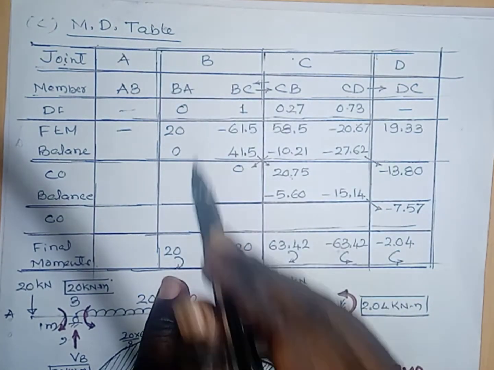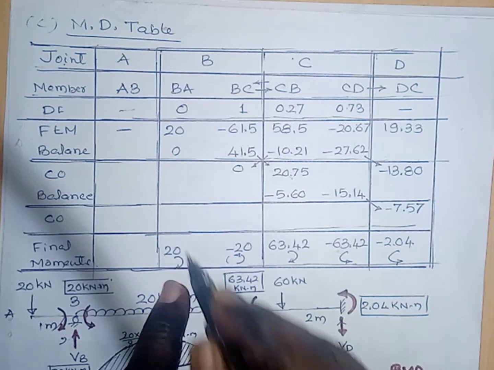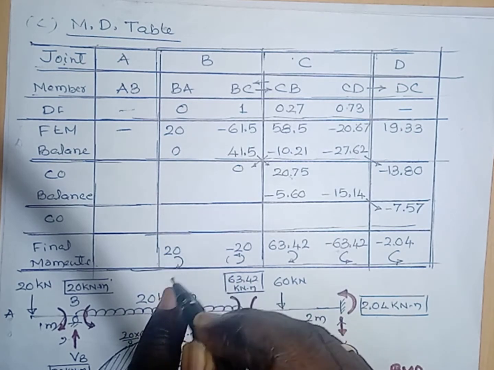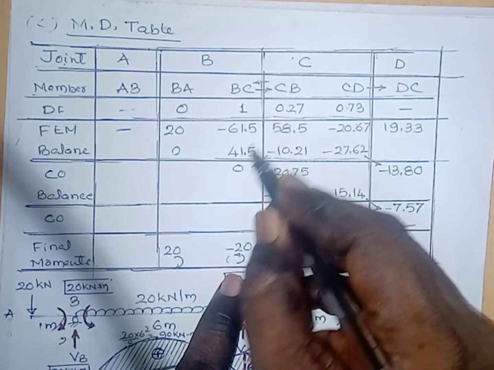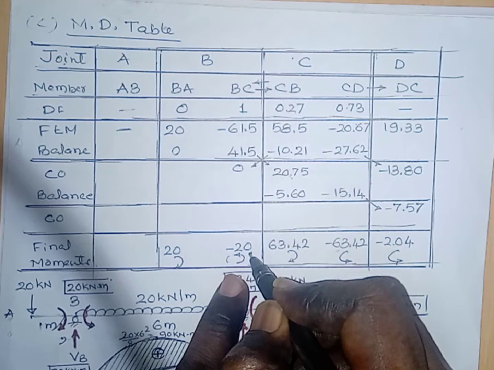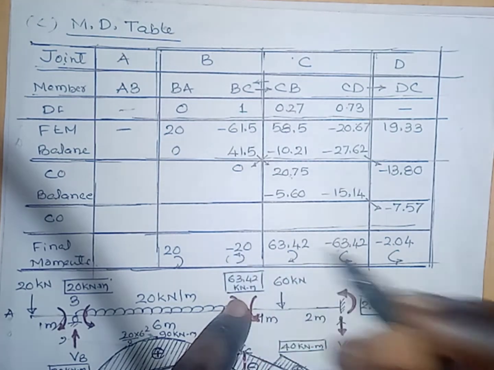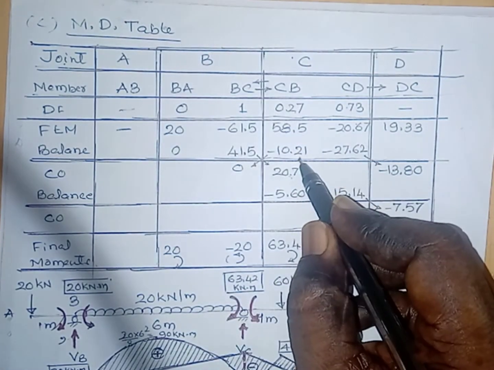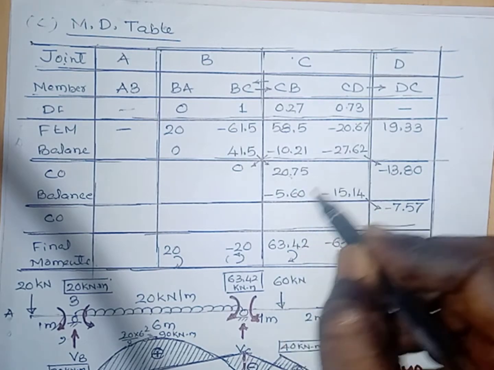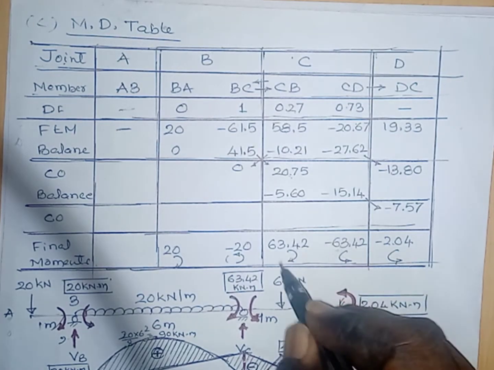Then by adding, MBA is 20 plus 0, that one is 20. Here that is positive, that means that is clockwise. Similarly MBC is minus 61.5 plus 41.5, that is minus 20, that means that is anti-clockwise. Then this one is 58.5 minus 10.21 plus 20.75 minus 5.6. By adding all these you will get 63.42. That is positive, that means that is also clockwise.